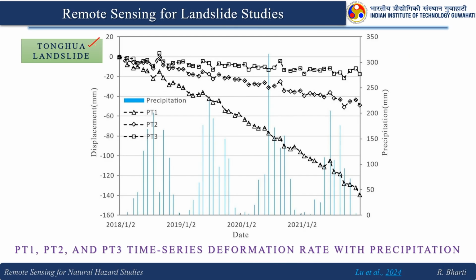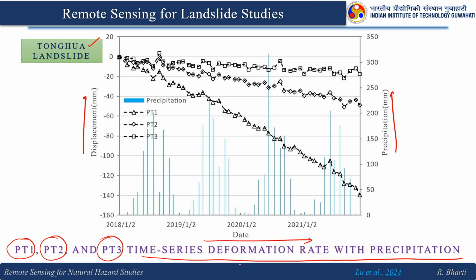This is for the Tongva landslide. So, this is PT1, PT2 and PT3 time series deformation rate with precipitation. You can see the precipitation is here, this is the displacement and this is the time or date. Here you can see this is PT1, this is PT2 and this is PT3. So, how they are changing when you have different amounts of precipitation, the displacement is changing. So, this is with respect to time.